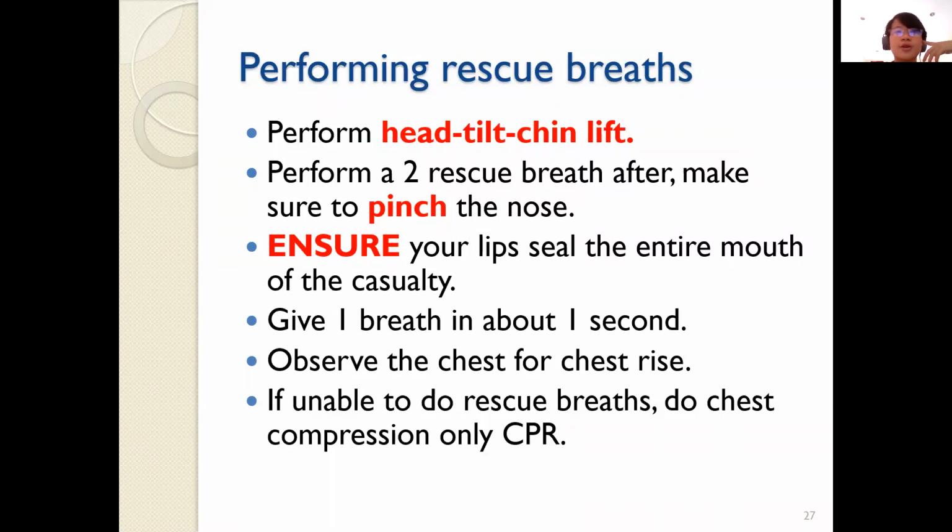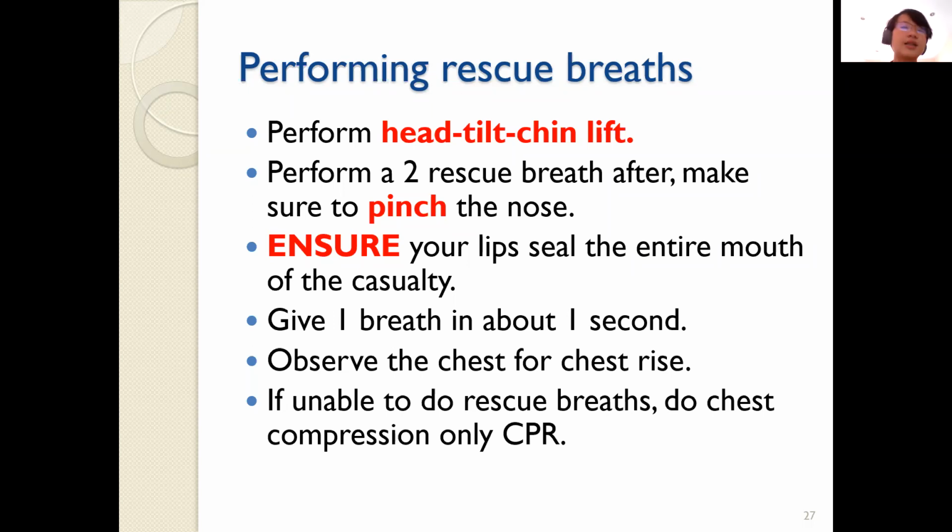not too much to avoid excessive ventilation, and not too little as well, because you want to be able to observe chest rise. When you blow, you have to be able to observe for chest rise. So blow, eyes to the chest, observe chest rise. That tells you that your blow is effective. You have delivered one effective blow.